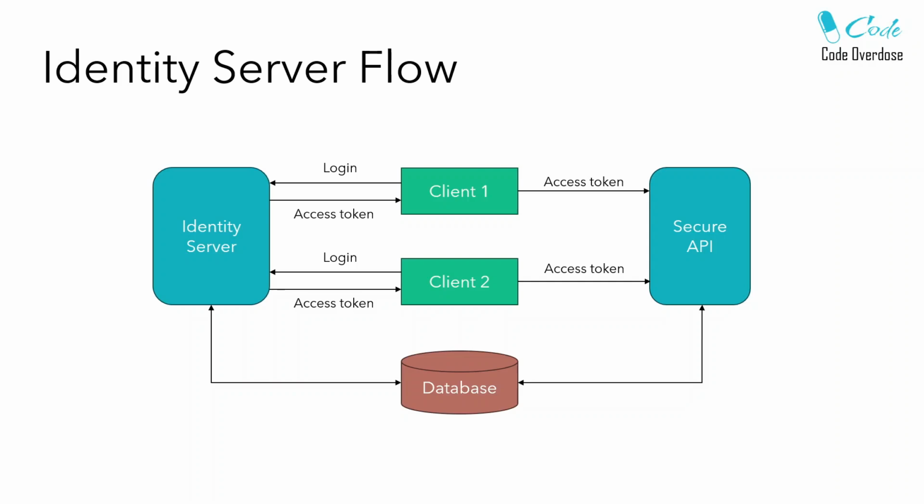At the bottom, we have the database, which Identity Server uses to store user credentials, client configurations, tokens, and other identity-related data. So in summary, clients delegate authentication to Identity Server. Identity Server authenticates the user and issues tokens. Those tokens are used to securely access APIs. This architecture decouples identity from your apps, enforces a consistent security model, and enables single sign-on across your entire ecosystem.